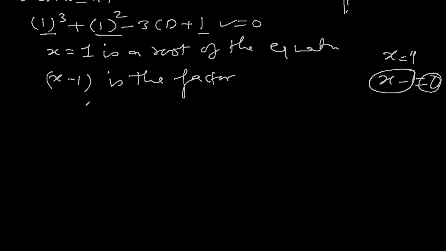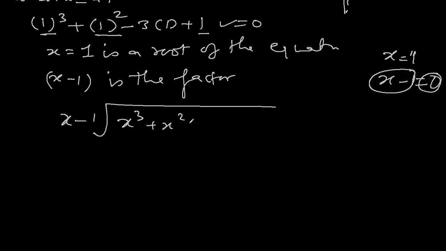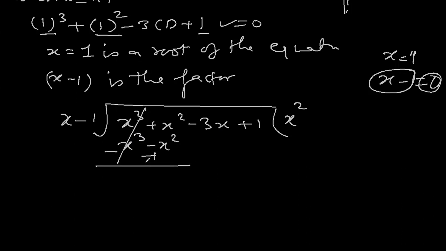So now we have to find other factors. So we got x coordinate equal to 1, that is 1. And let's find the other by long division. x cube plus x square minus 3x plus 1. Okay, so x square will be x cube minus x square. So minus and plus, they cancel out. 2x square minus 3x plus 1.